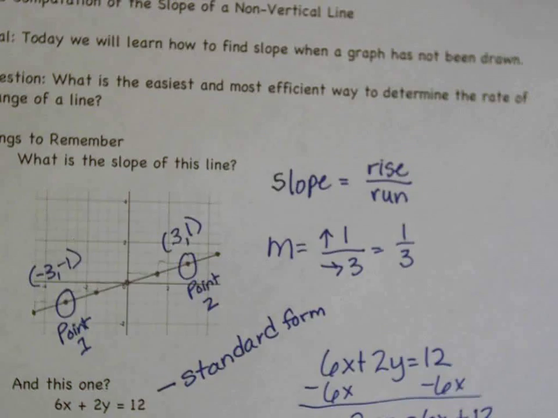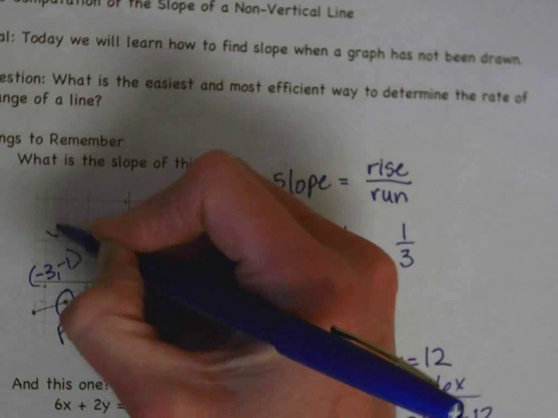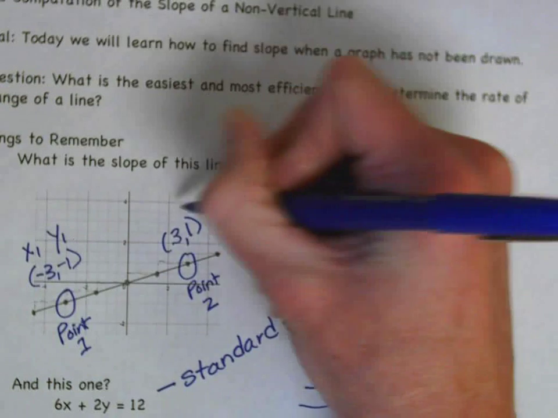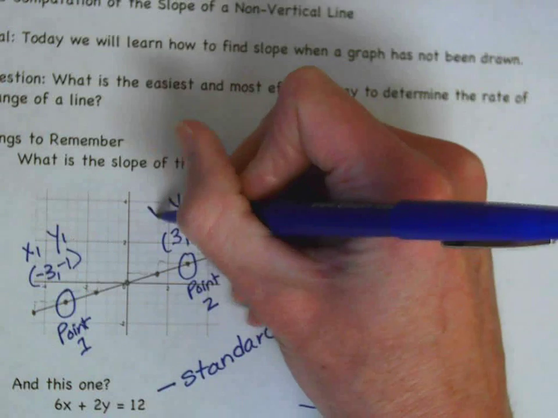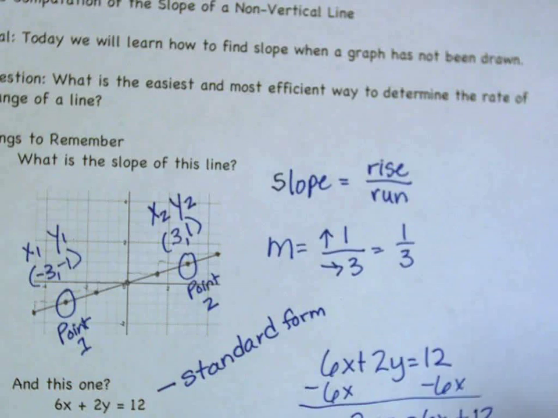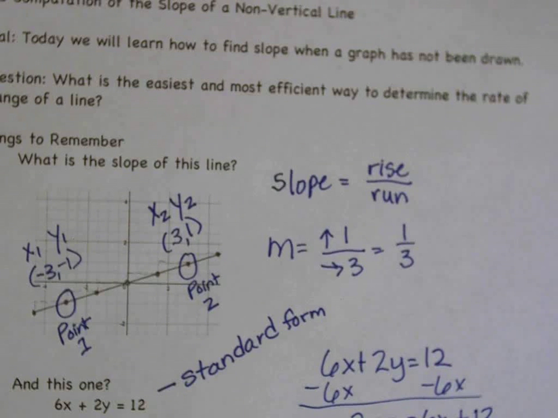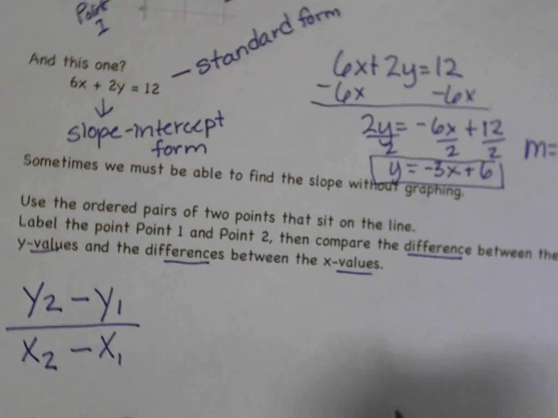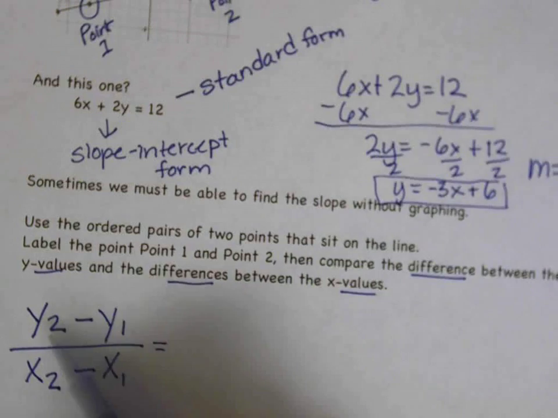So now it says compare the difference between the y values. So you're going to take y1, and this is x1, because that's point 1. This is y2, and this is x2, because that's point 2, and you're going to find the differences. So you take y2 minus y1 divided by x2 minus x1, because you have to find the differences between the y values and the differences between the x values. Okay, so now I should move it so you can see it.